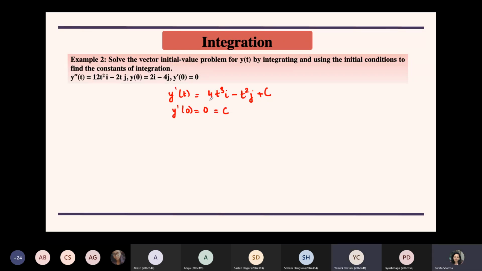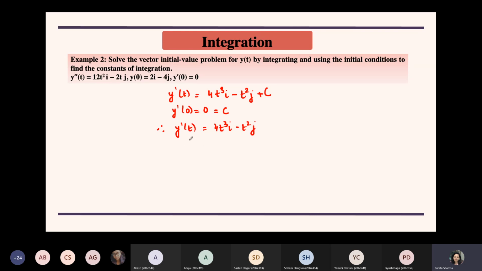Okay, so from the expression of y dash, which we have got by integrating, when you put t equals to 0, you get this whole thing 0, and then you are left with c. And from the given condition, y dash 0 is 0. So equating the two, you get the value of c is 0. So therefore, your y dash is 4t cube i minus t square j.